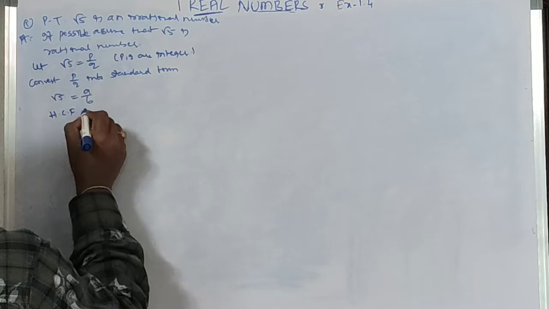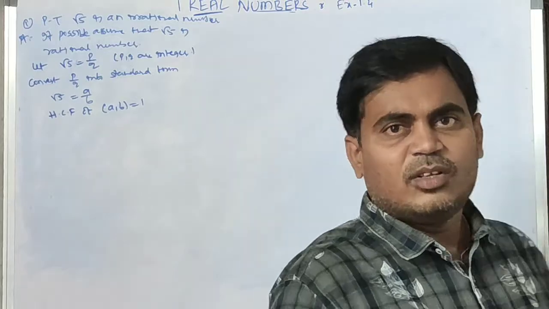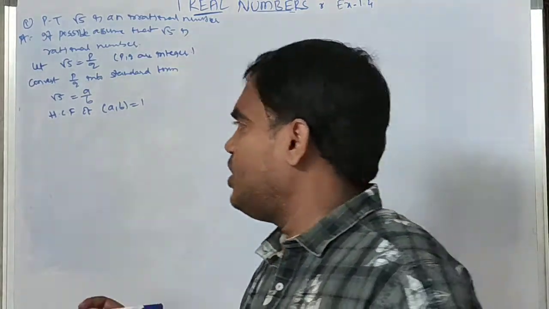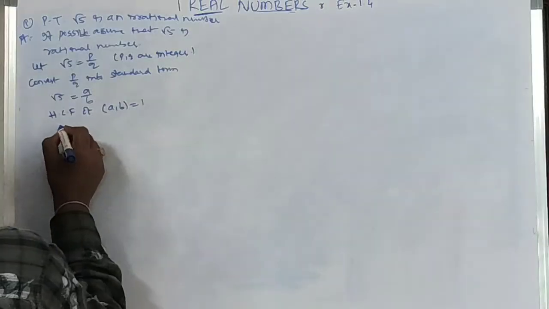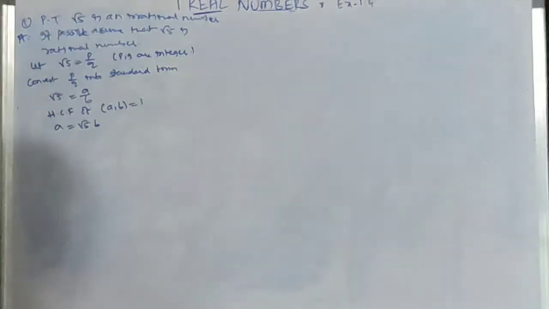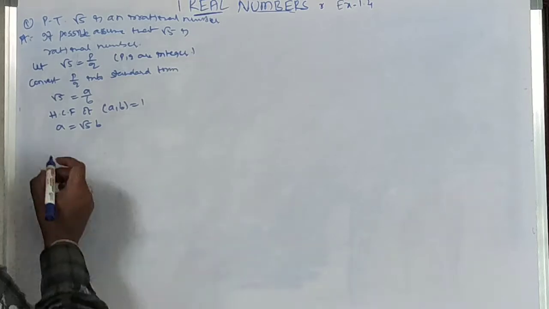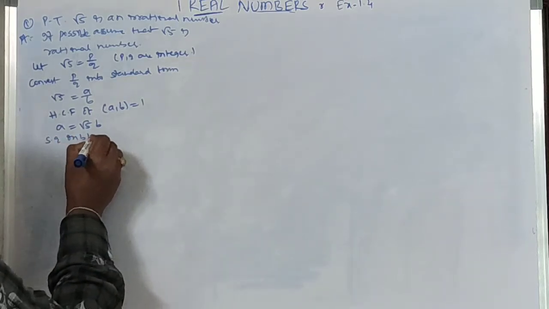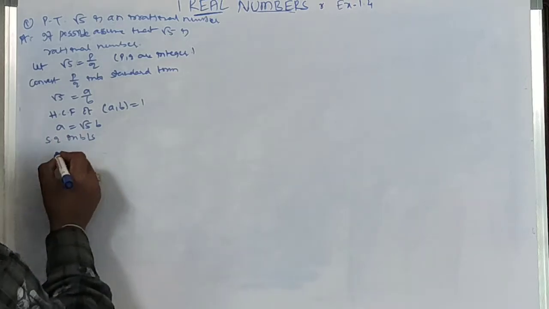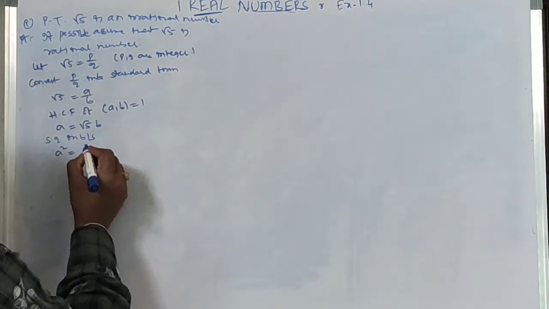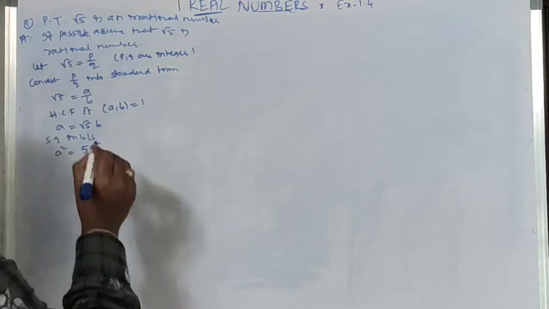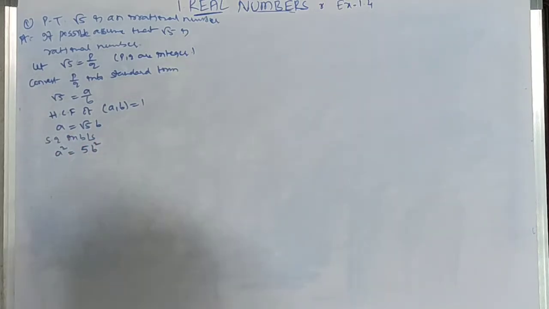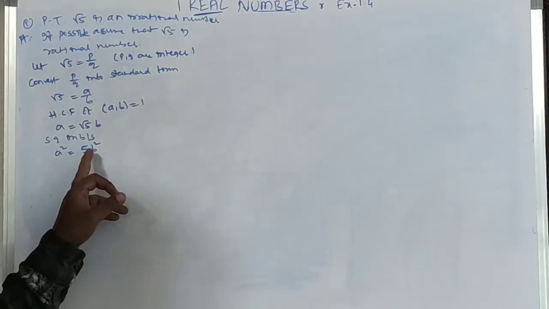Now, after standard form, HCF of a, b equals 1. Standard form means there won't be any common factor, so that's why HCF is equal to 1. So root 5 equals a by b. Cross multiplying, a equals root 5 into b. Squaring on both sides, a square equals 5 b square. So a square is the product of 5 and b square.